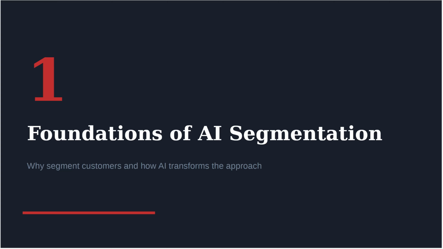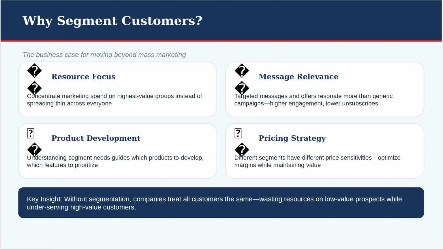So some key statistics to preview are about 75% of companies are using or planning AI-powered segmentation, 40% increase in engagement after AI segmentation. We saw that in the last lecture as well. And about 60% improvement in customer satisfaction. So let's have a look at the business case of moving beyond mass marketing. So there are 4 reasons.